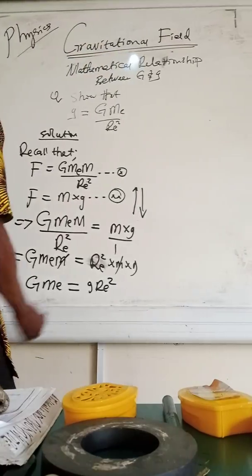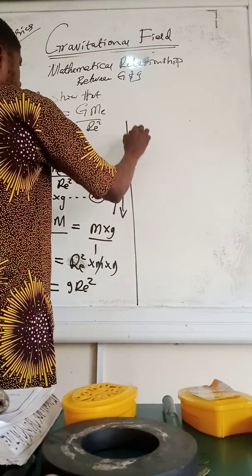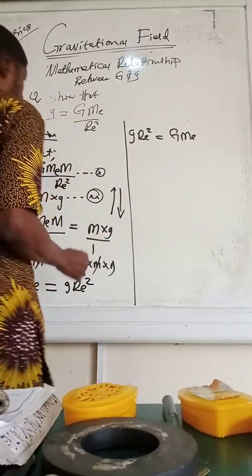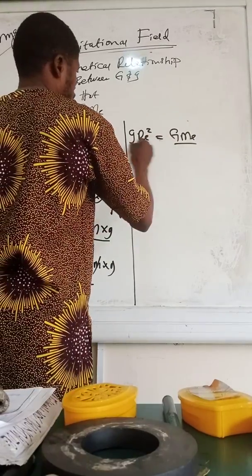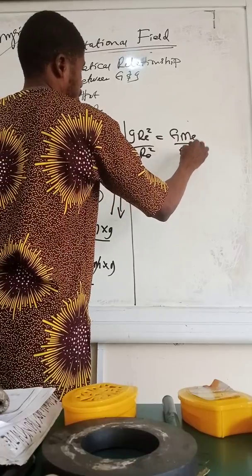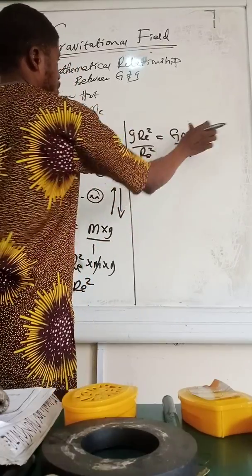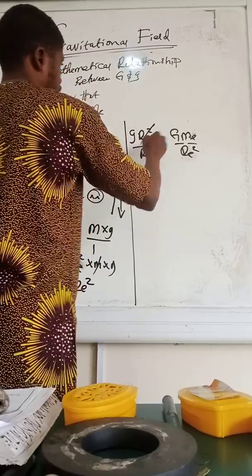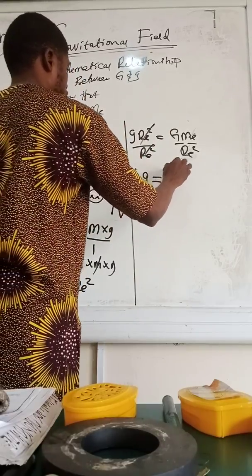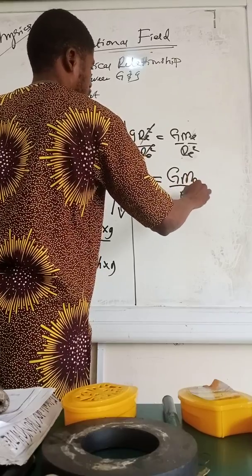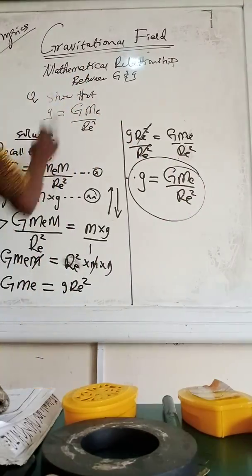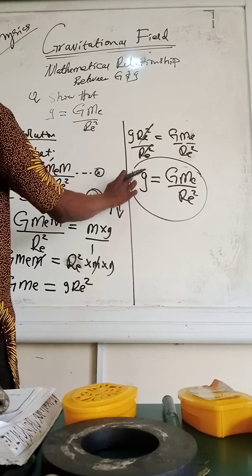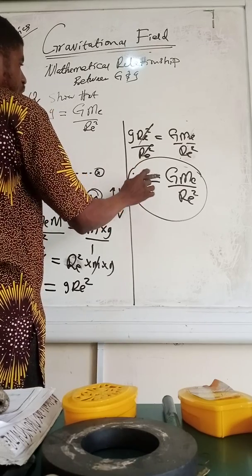So you are free to say that small g R-E squared is equal to G M-E. We divide both sides by R-E squared, and this will cancel this. Therefore, small g is equal to capital G M-E over R-E squared. This is the mathematical relationship that exists between the gravitational constant, big G, and acceleration due to gravity. This is the equation.